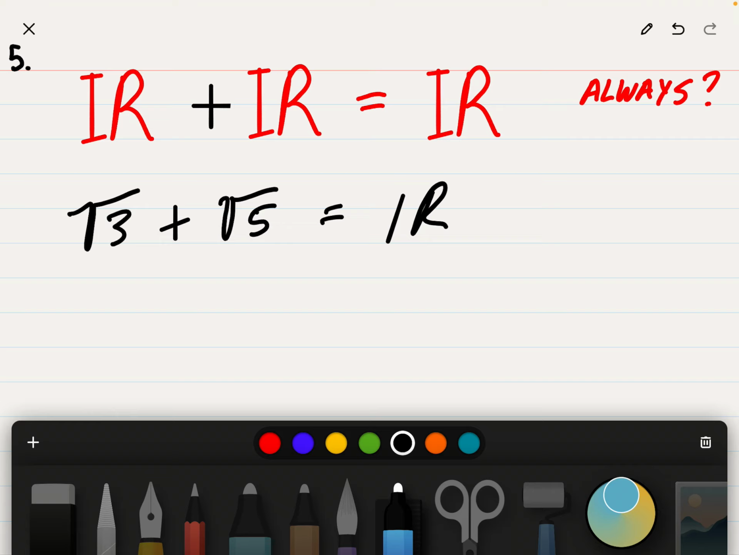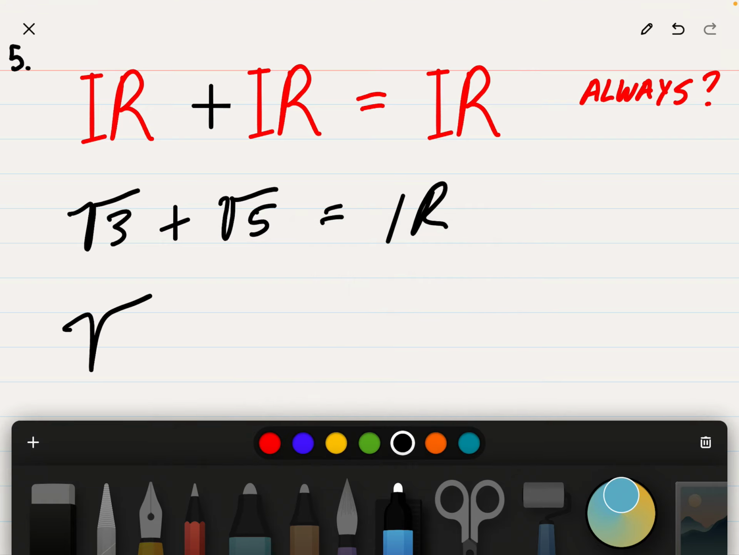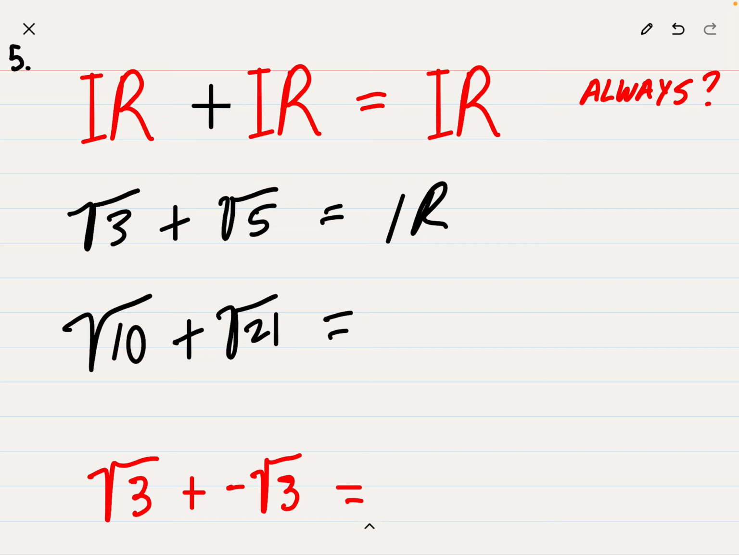Okay, so if I say the square root of 10 plus the square root of 21, you should say, oh, that's going to be irrational. Now, the reason that we can't say always, and this is again kind of a fluky example, is that if the irrationals are opposites, then they're going to cancel out and you're just going to get 0. So the square root of 3 plus the negative square root of 3 is going to be 0. This is irrational, this is irrational, but because they are opposites, they equal 0, which is a rational number.